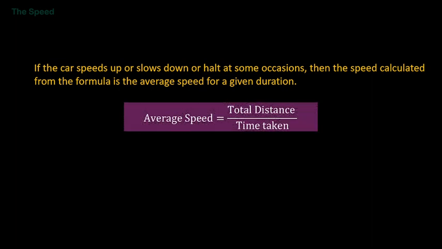So the average speed is actually the total distance divided by time taken, and it gives us a unique value for the speed. But it doesn't mean that an object traveled with that unique speed for the entire duration, for the entire course of motion. It may have slowed down, it may have sped up, or it may have halted on certain occasions. But if we take the total distance and divide it by total time, it only gives us a rough idea of how fast or slow the body moved during the entire time.